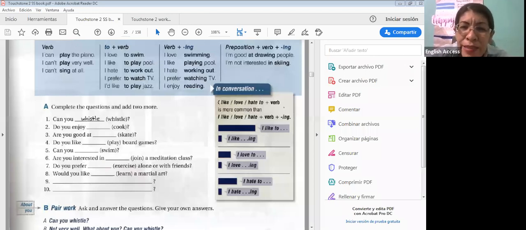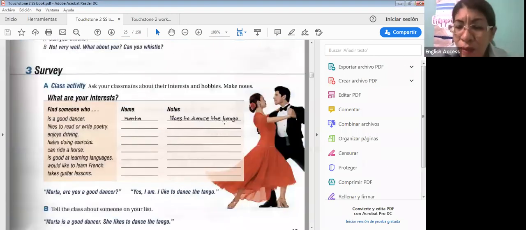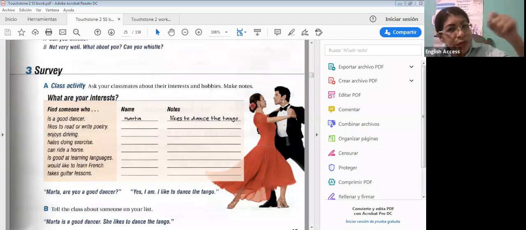Questions about this, guys? No questions about the grammar chart? No, okay, thank you. Well, let's continue with exercise 3. It says survey class activity. Ask your classmates about their interests and hobbies and make notes. So here you're going to ask questions again to each other, and you're going to write down the name of the person who does these activities.